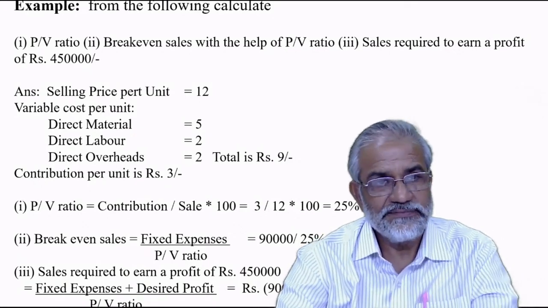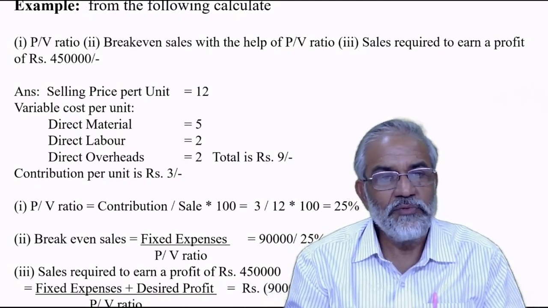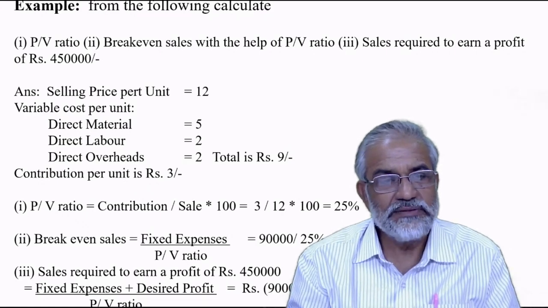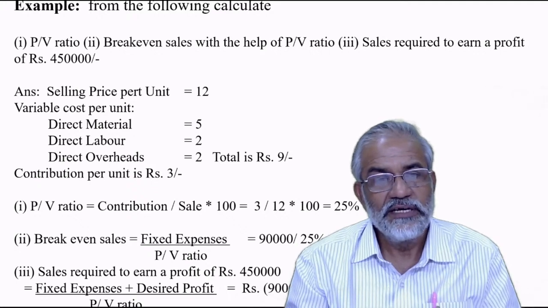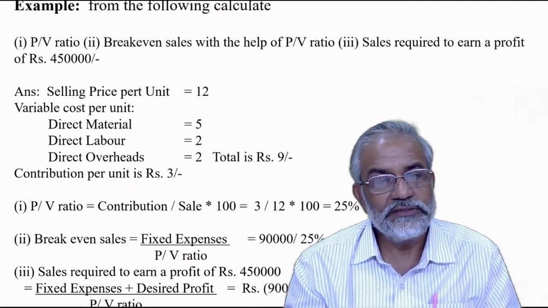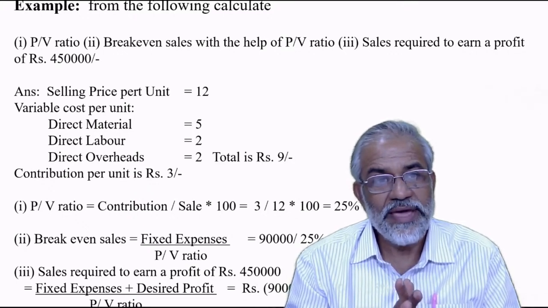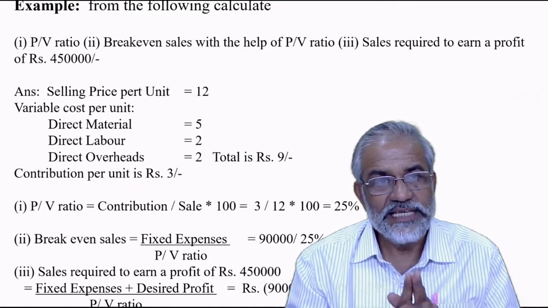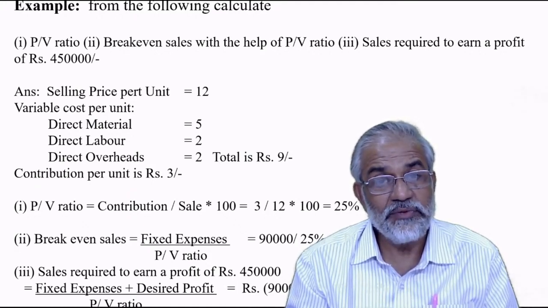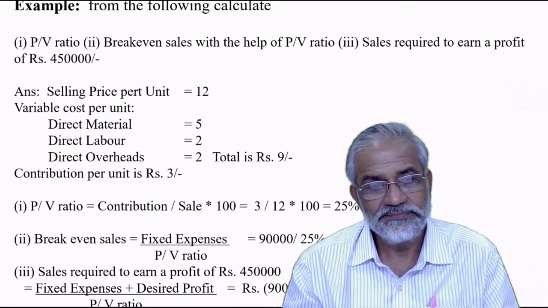In this case, you see, the selling price per unit is given as 12. The variable cost per unit has three components involved in it. One is the direct material, which is rupees 5 per unit. Direct labor, which is rupees 2 per unit. And direct overhead, which is also rupees 2 per unit. So the total variable cost per unit comes to rupees 9. When the selling price per unit is 12 and the variable cost per unit is 9, obviously the contribution would be sales minus variable cost. That means 12 minus 9, that would be 3.